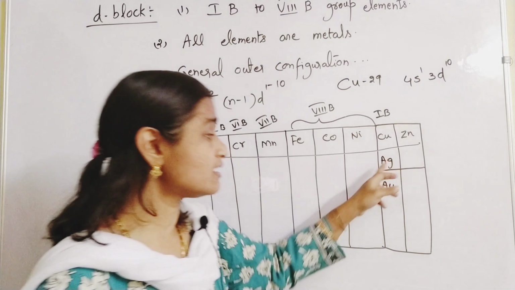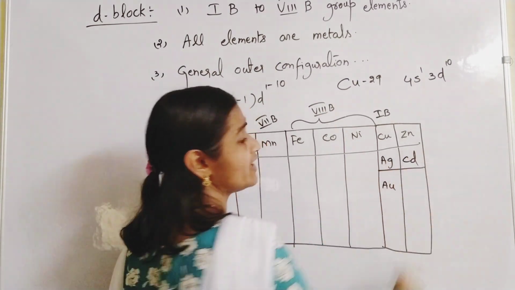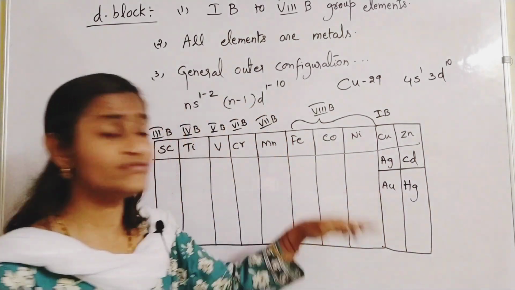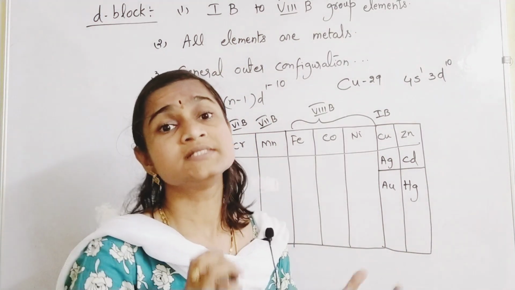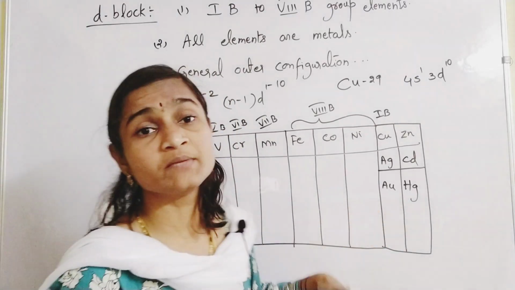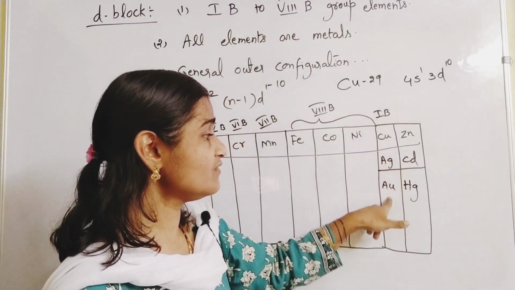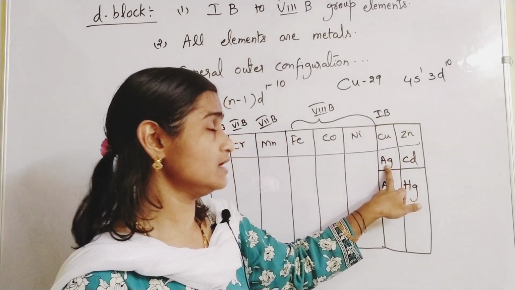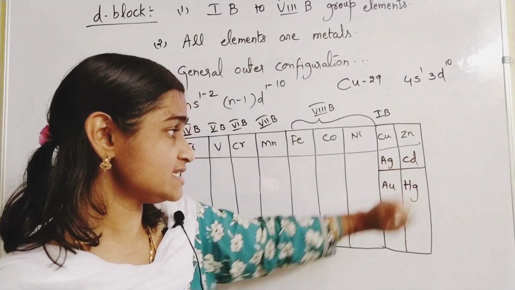Even for zinc, down of zinc you will find cadmium, and down of cadmium you will find mercury. Down of that you will find transfermium elements, meaning elements having atomic number above 100. You call them transfermium elements. Later we will discuss them. For all of them, 4s1 3d10 is there for copper, and 5s1 4d10 will be there for silver.